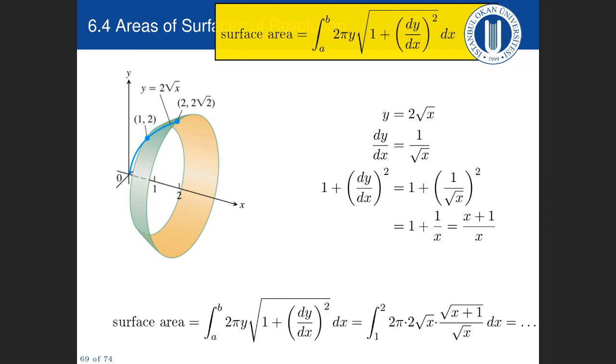So the surface area is the integral from 1 to 2 of 2 pi, and then y, so 2 root x, and then square root of 1 plus dy dx squared. For us, that's square root of x plus 1 divided by square root of x. They will cancel. Really, we're just doing the integral of 4 pi root x plus 1. And I'll leave that for you to do.